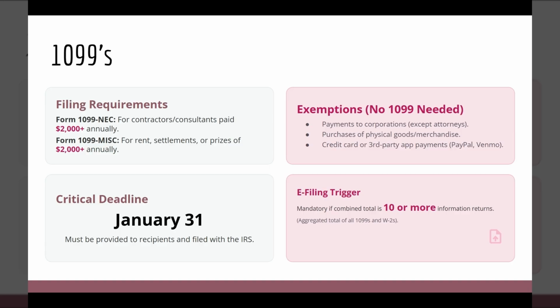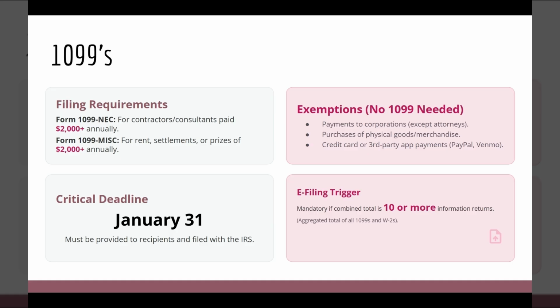So 1099s. This isn't, of course, specific to not-for-profits, but this is a place that they get caught up on a lot. As of 2026, any contractors and consultants paid greater than $2,000 need to be sent a 1099-NEC, or if it's rent settlements, 1099-MISC. And the important part to note about this is there are exemptions that are listed out here, and certainly you want to find out what those are.